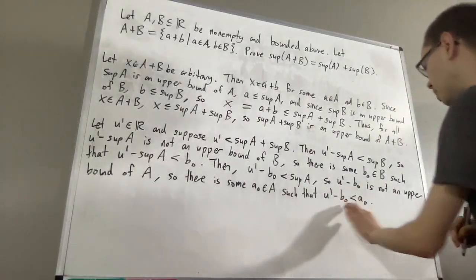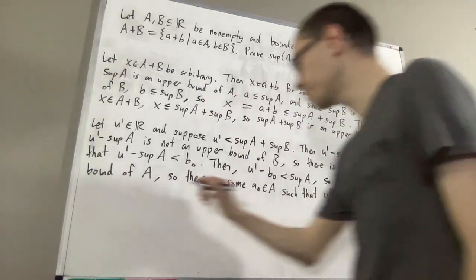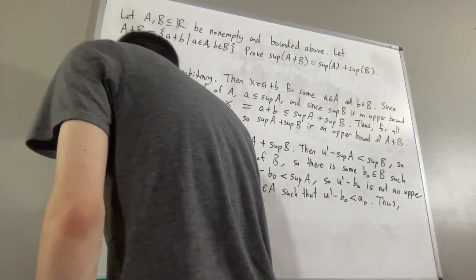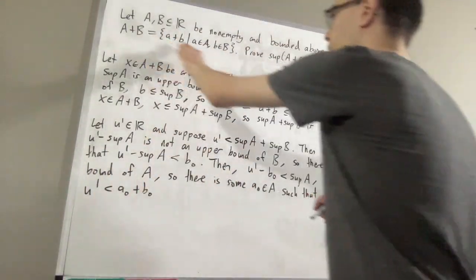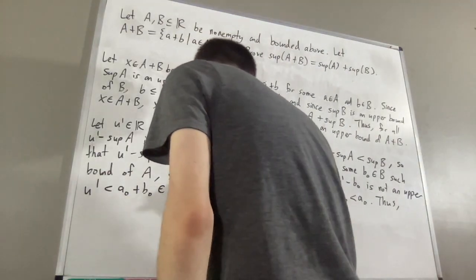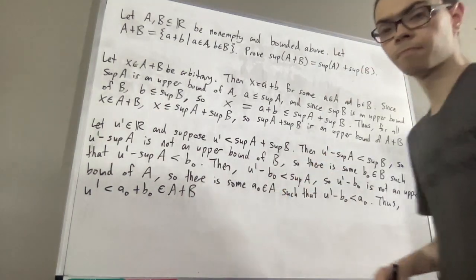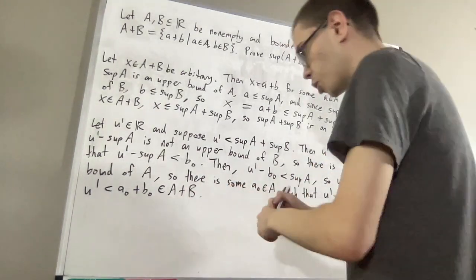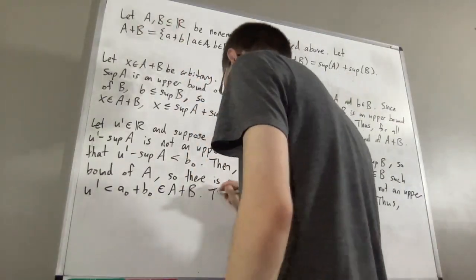But then we just add b naught to the other side. So we see u prime is less than a naught plus b naught. And a naught plus b naught fits the form to be an element of a plus b. So this is an element of a plus b. We see that u prime is strictly less than some element in a plus b. And that's it. That shows that u prime is not an upper bound of a plus b.